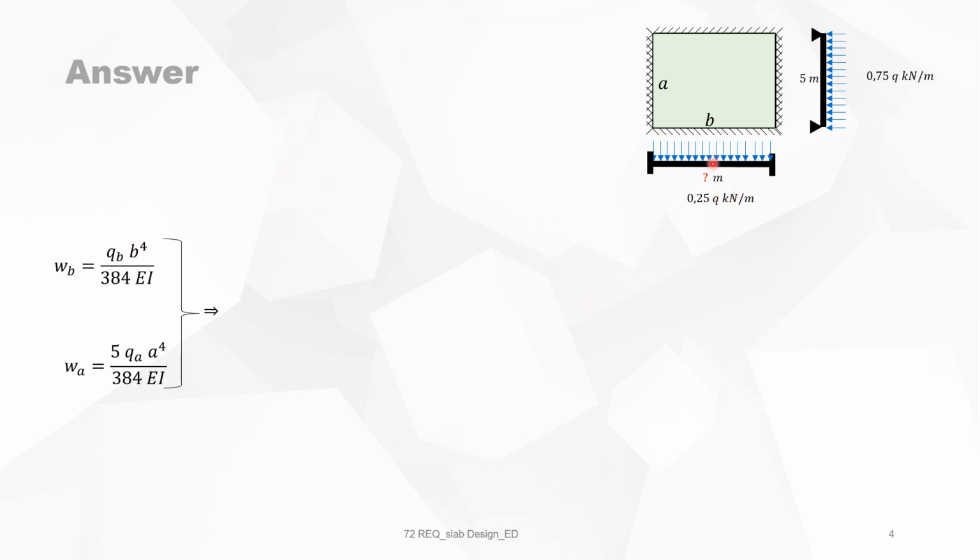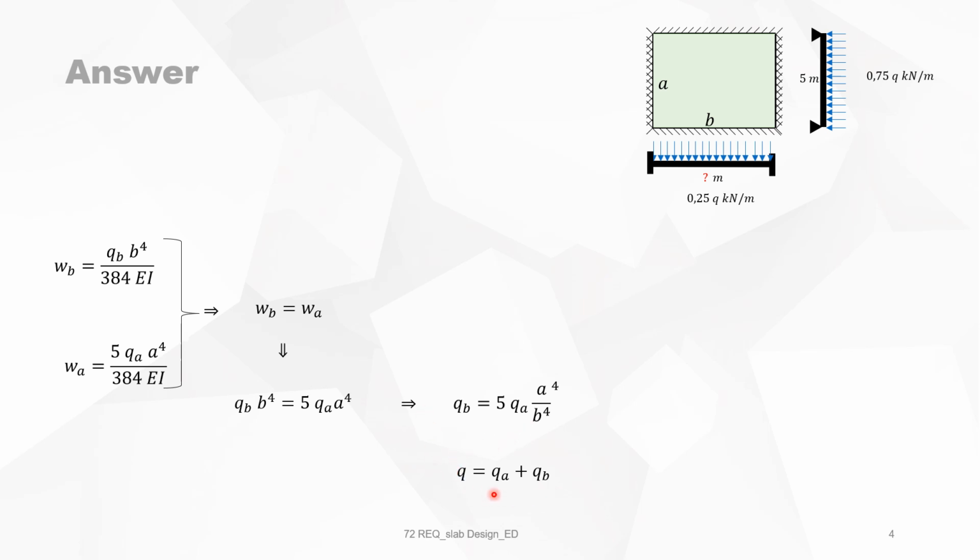Now, the deflection at midspan in both directions must be equal. So this means that you have a relationship between the load transfer and the dimensions of the slab. Now you can use one of the directions, for instance, direction B. So QB is then 5 QA (A over B) to the power 4.